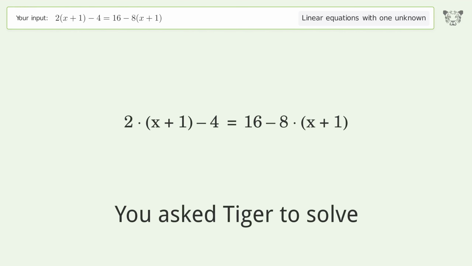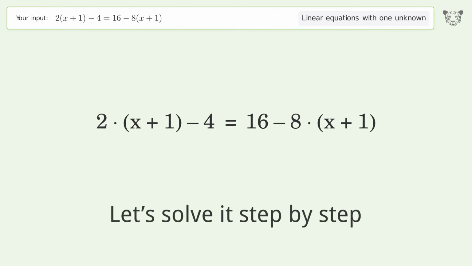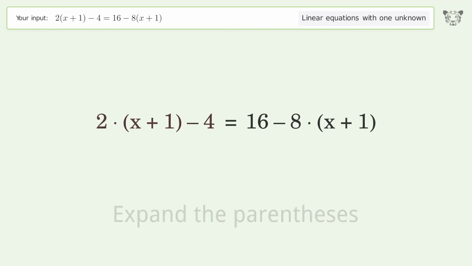You ask Tiger to solve this. It deals with linear equations with one unknown. The final result is x equals 1. Let's solve it step by step. Simplify the expression. Expand the parentheses.